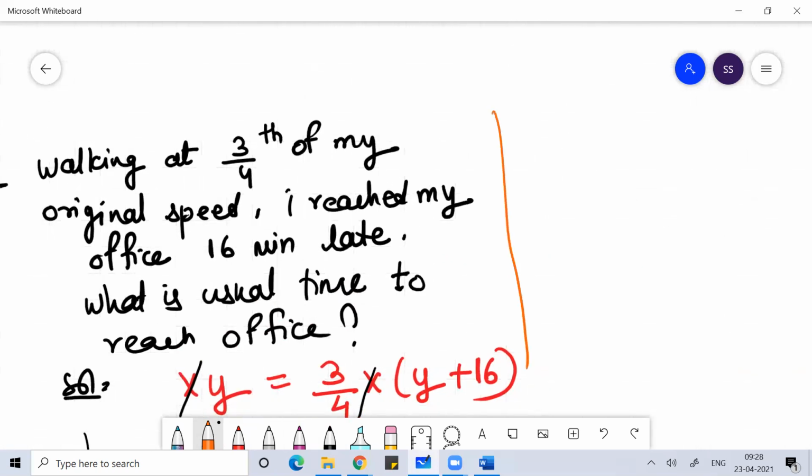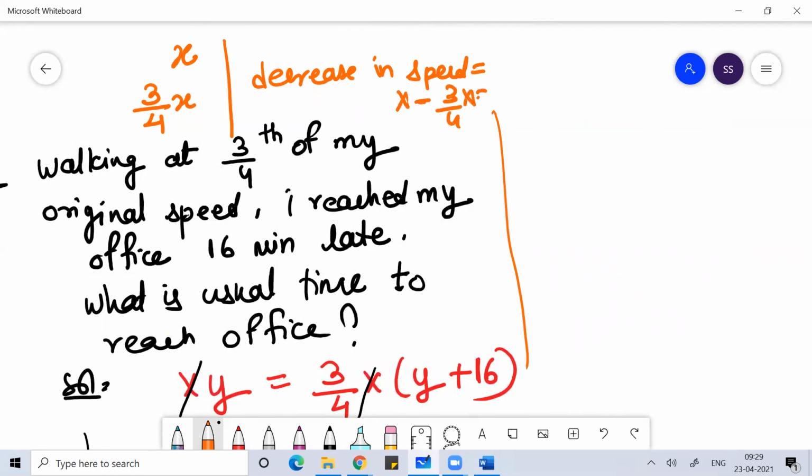The same concept you can understand the other way. Walking at 3/4th of my original speed: suppose my speed earlier was x. Now I'm walking at 3/4 x. So what is the decrease in speed? The decrease in speed is x minus 3/4 x, that means my decrease in speed is x/4. 3/4 is nothing but 75%, so you're walking at 75% of your speed, not 100%. That's why you are getting late for the office.